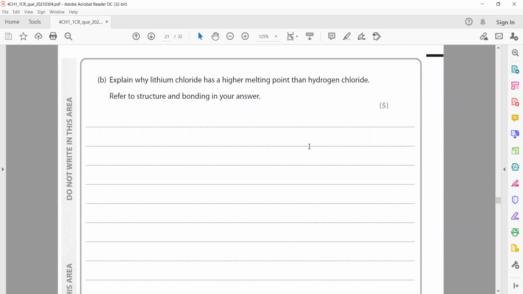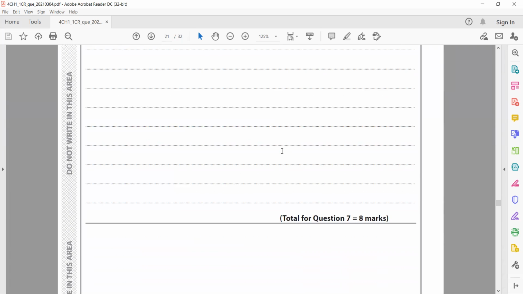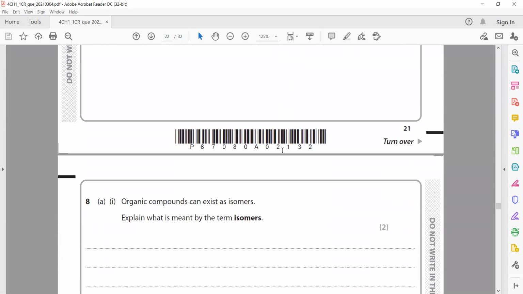Explain why lithium chloride has a higher melting point than hydrogen chloride. Refer to the structure and bonding. So why does lithium chloride have a higher melting point? Because lithium chloride is an ionic compound, it will have a giant structure. As it has a giant structure, a greater amount of energy is needed to separate the ions from each other, whereas hydrogen chloride is a simple molecular, simple covalent compound having weak forces between the molecules.